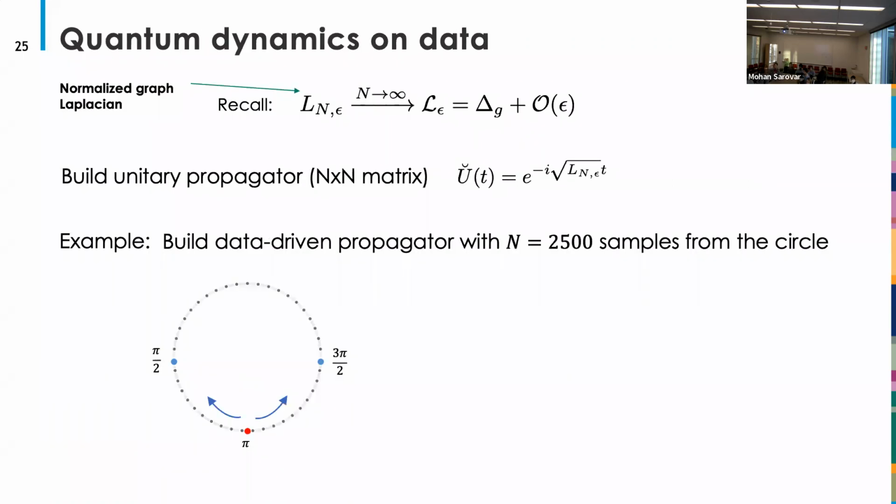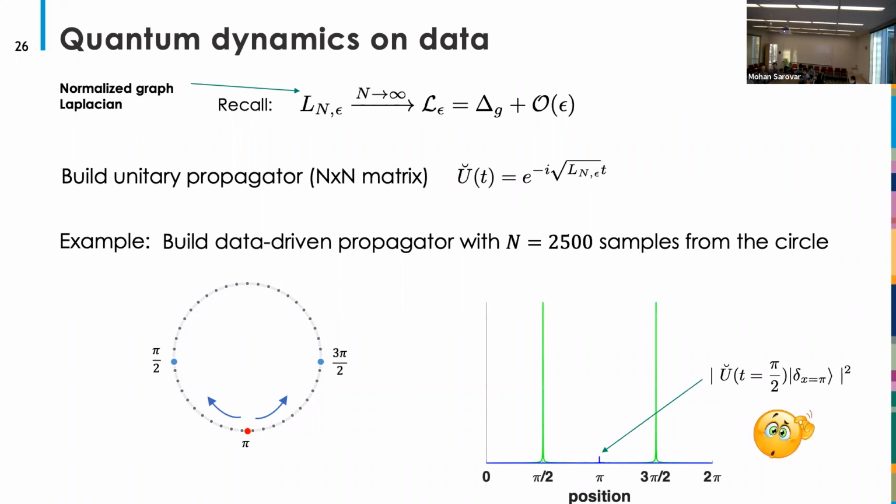So we want the square root of delta G. I know I can construct L and epsilon, which from previous theory approximates delta G. So I'm just going to build a unitary propagator that looks like e to the minus i square root of L and epsilon times t. Here's an example. I'm going to go back to the circle, build this propagator with 2,500 samples on the circle, and let's see what you get. The green is the ideal propagation, but the blue is what you end up getting. It's just some blob in the middle. It has no resemblance to the singular peaks here.